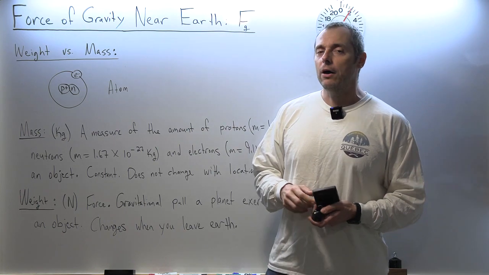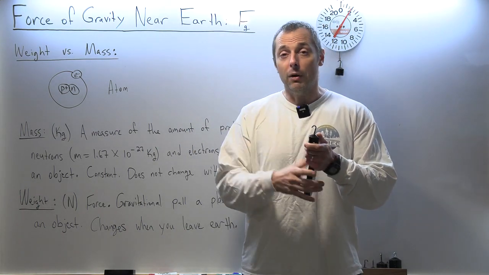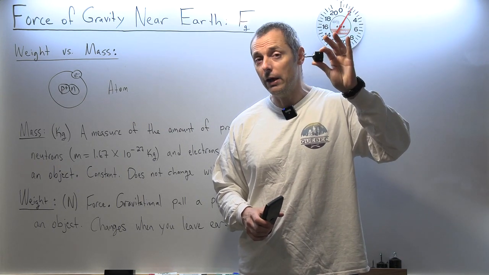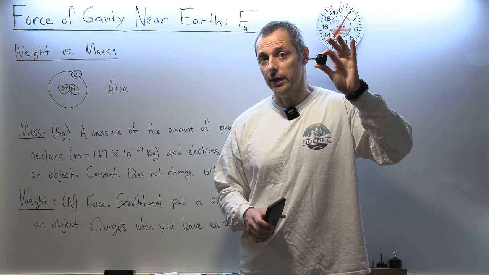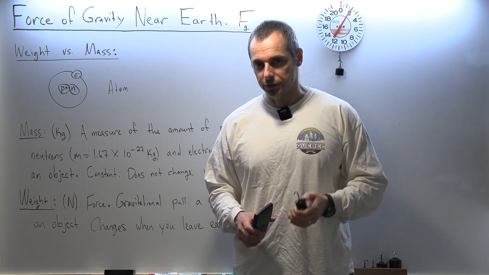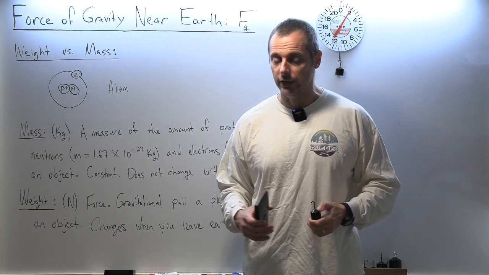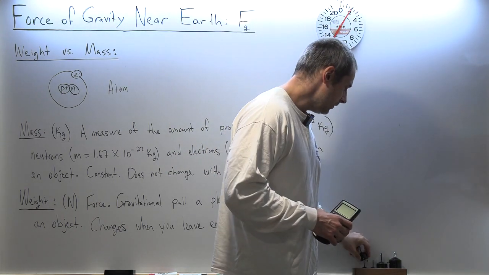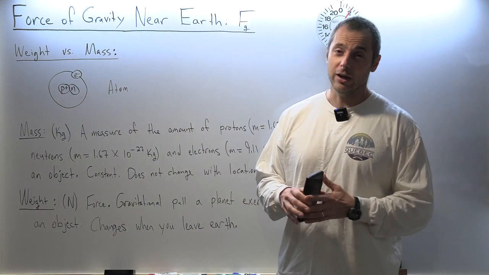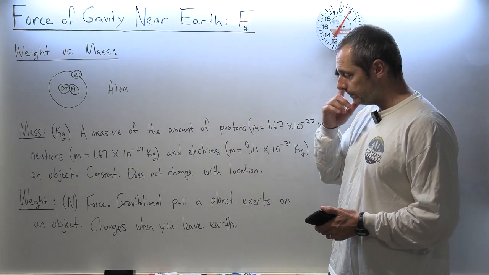If I go out into outer space and I'm floating in the space station and I take it apart, it still has the same number of protons, neutrons, electrons. I get 0.2 in outer space too. Okay? No change in mass with location. It's the same. It's a constant. Technically not true, but that's Albert Einstein's theories that are kind of beyond the course. So for us, we're going to think of it as never changing.